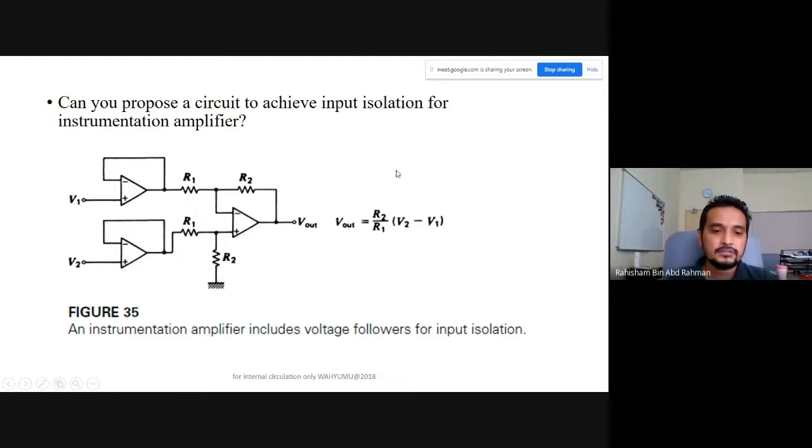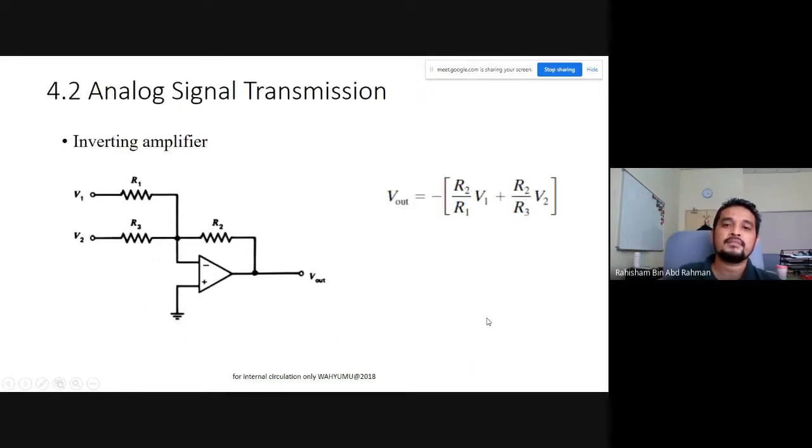All right. So an instrumentation amplifier includes voltage follower for the input isolation. Okay, this is the inverting amplifier. Sometimes you want the inverting V out, you want it to be minus. So these are the circuit and these are the formula. So what we have to do is mix and match.